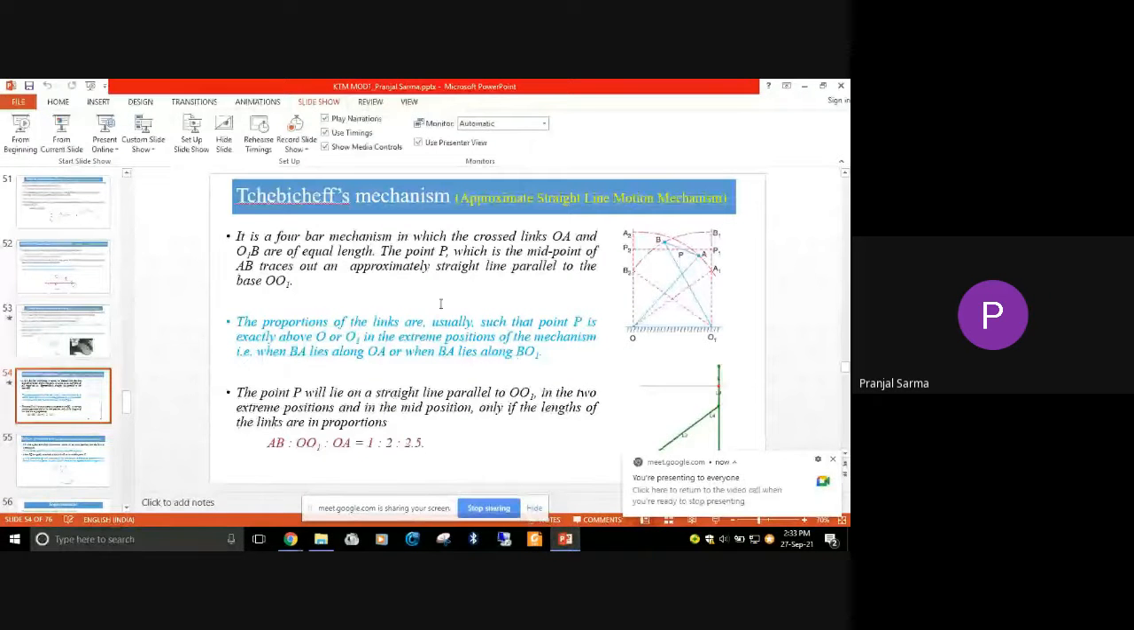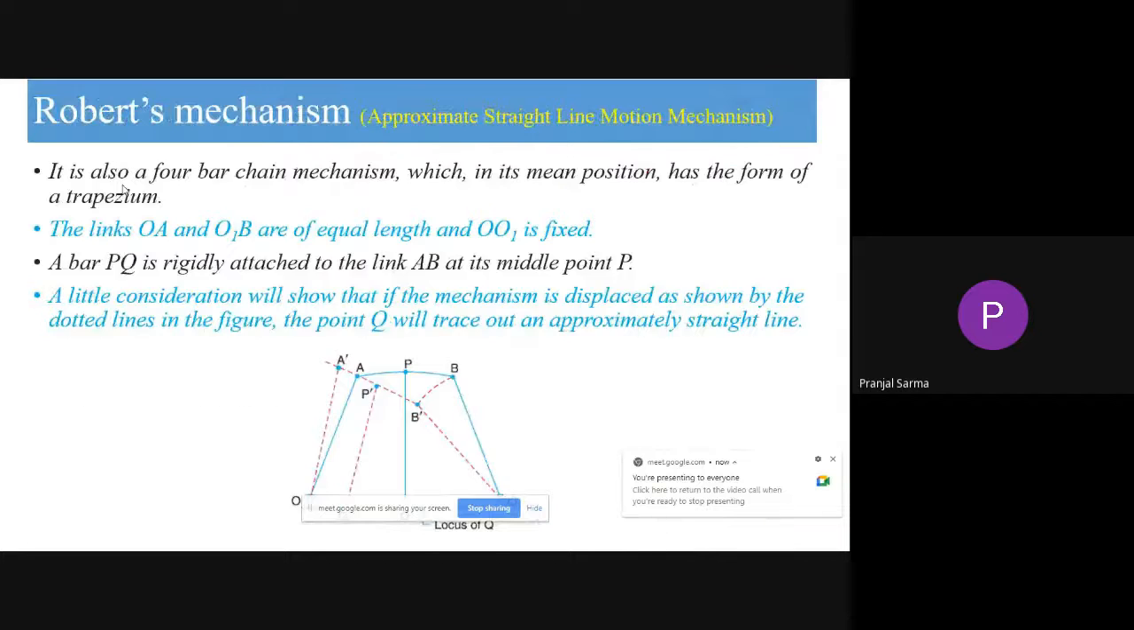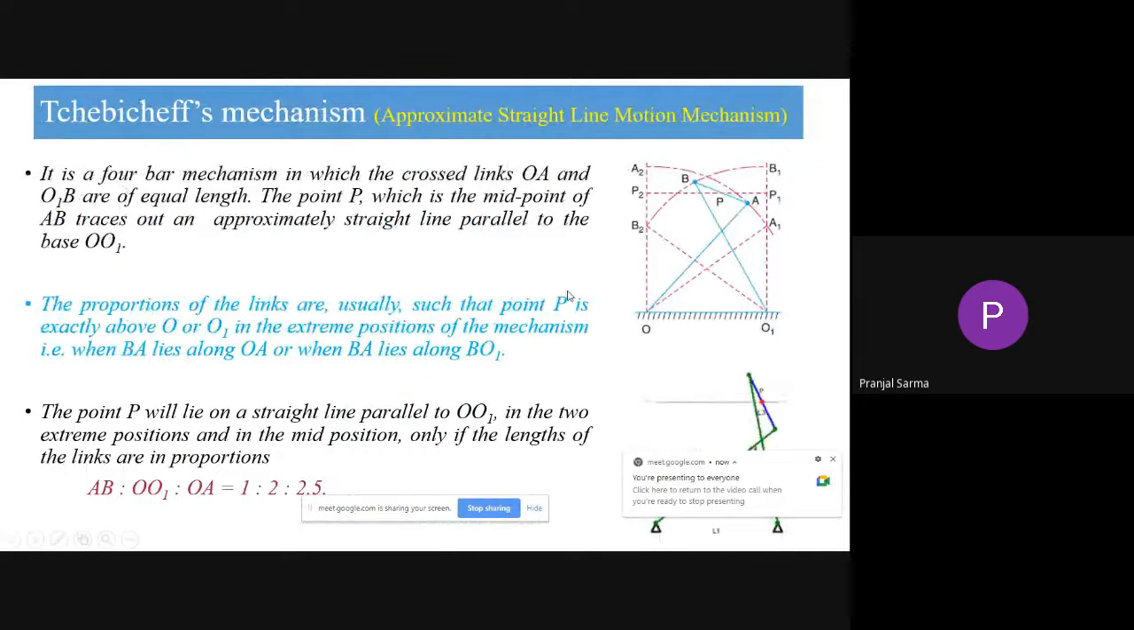Yes, up to this point, I hope it's clear. Once again, up to this point, I hope it should be clear. These are easy things only. Yes, no one is responding. I hope it's clear. So similarly, yes, this is this. You can see how it is generating the straight line.